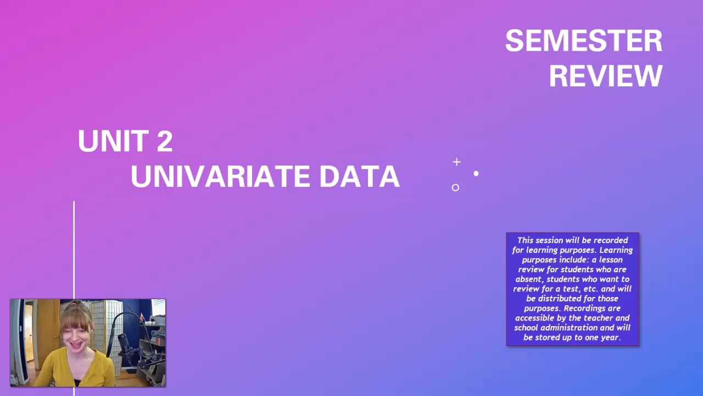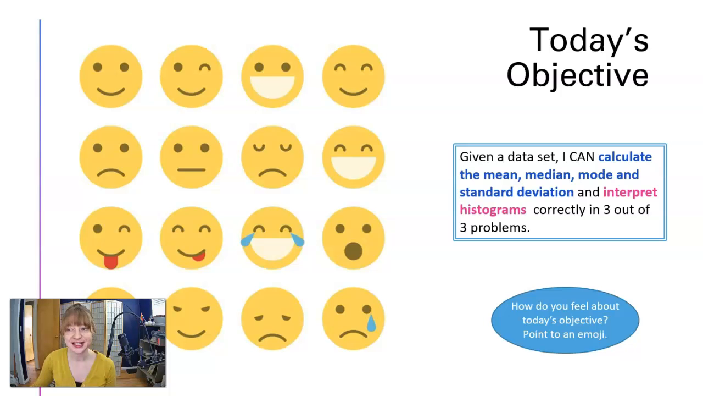Welcome to Math today. We are looking at a review of Unit 2, Univariate data. We're doing a review for the semester final, which we'll be doing later this week. So today's objective is, given a set of data, I can calculate the mean, median, mode, and standard deviation, and interpret histograms correctly in 3 out of 3 problems.